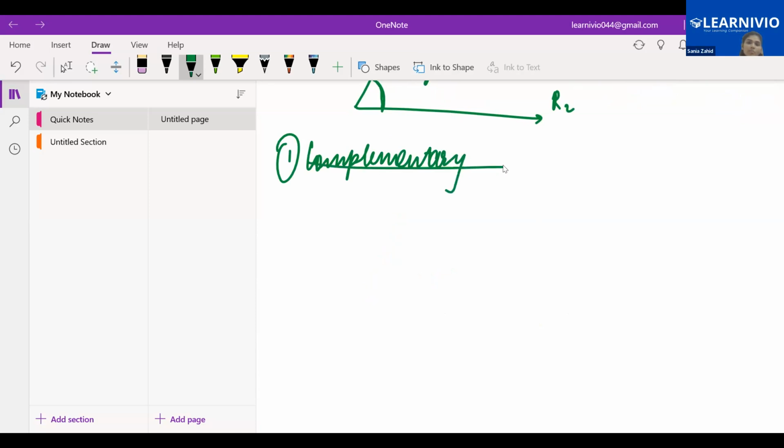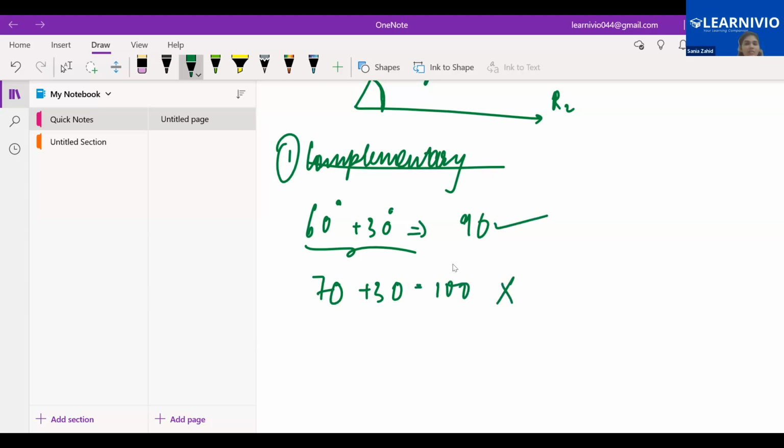Now, what are complementary angles? Basically, two angles whose sum is 90 degree. For example, I have 60 degree plus 30 degree. So 60 plus 30 is 90. That means 60 and 30 are complementary angles. Okay, Mana, tell me, are 70 and 30 complementary? No. Why no? Because the sum should be 90 degree. Here the sum is 100 degree. So they are not complementary. 60 and 30 are complementary.